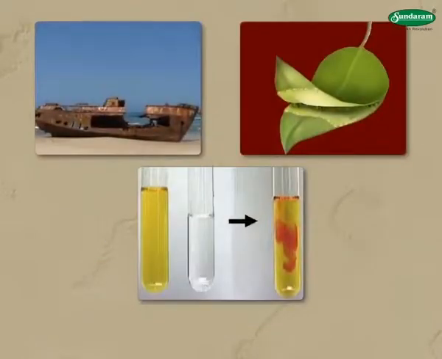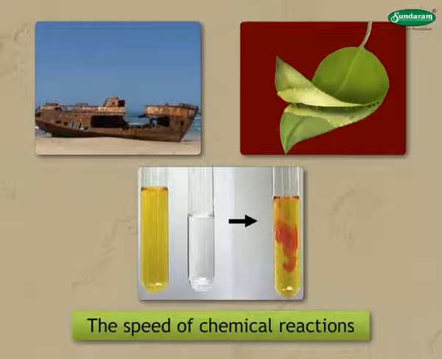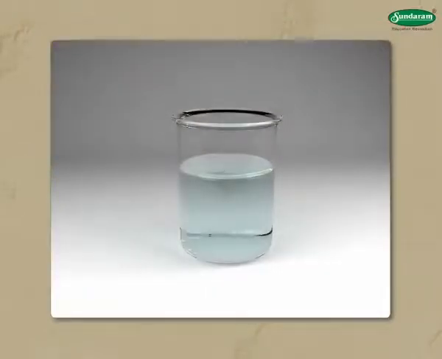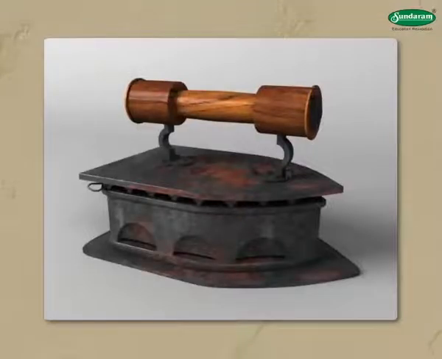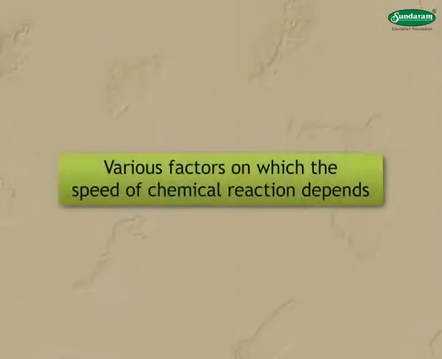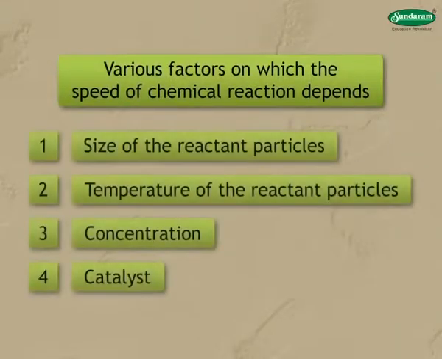Now, let us study the speed of chemical reactions. All the changes that happen in our surroundings do not occur at the same pace. Some happen quickly. Example, when washing soda is mixed with lime juice, carbon dioxide bubbles out at once, whereas some happen slowly. Example, rusting of iron. So, let us see the various factors on which the speed of a chemical reaction depends.